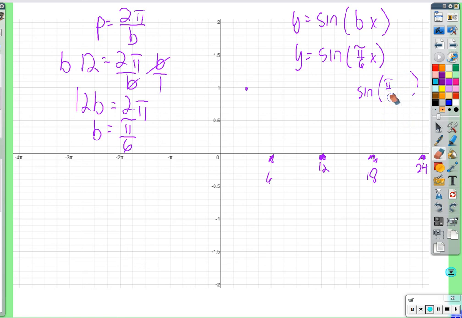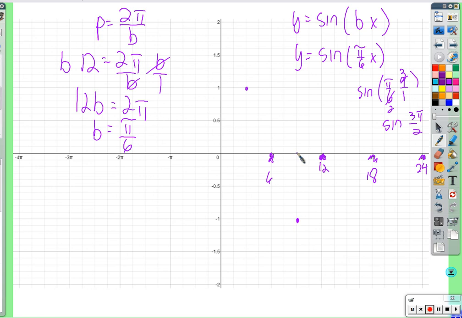Change this to 6. Well, those cancel. We get the sine of pi. What's the sine of pi? 0. And we come to -9. And it should come down to -1. Yep. 6, -1, cancel, 3, 2, 3 pi over 2. What's the sine of 3 pi over 2? -1.